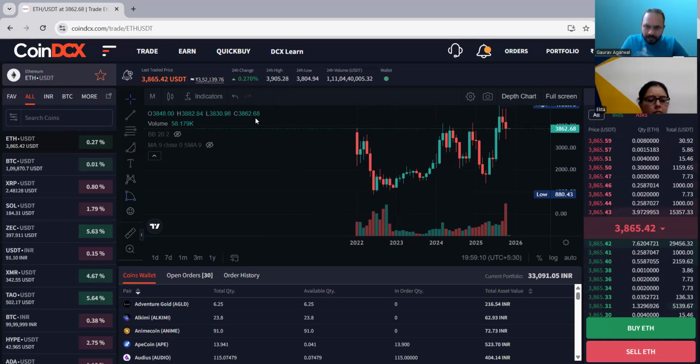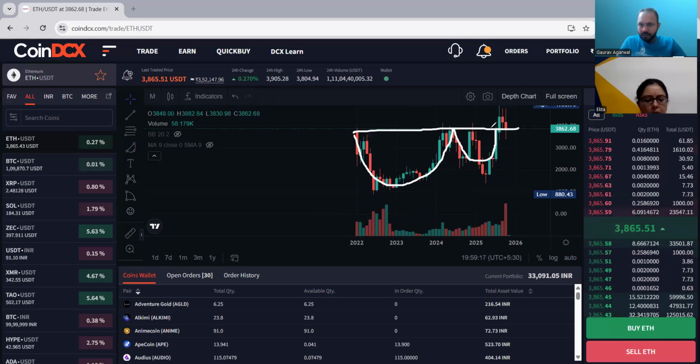Okay, so this is basically a cup and handle. You can see here, right? And there was a breakout here. You can see this was a breakout, and now it's a breakout retest. So this is the best point to enter actually in Ethereum. Okay. So cup and handle, right?